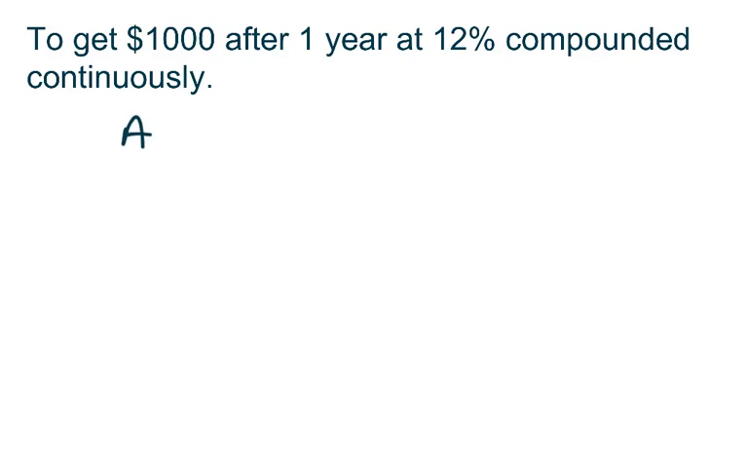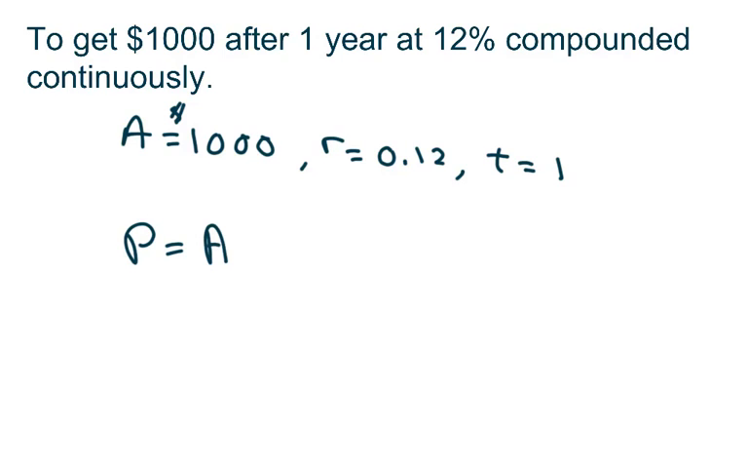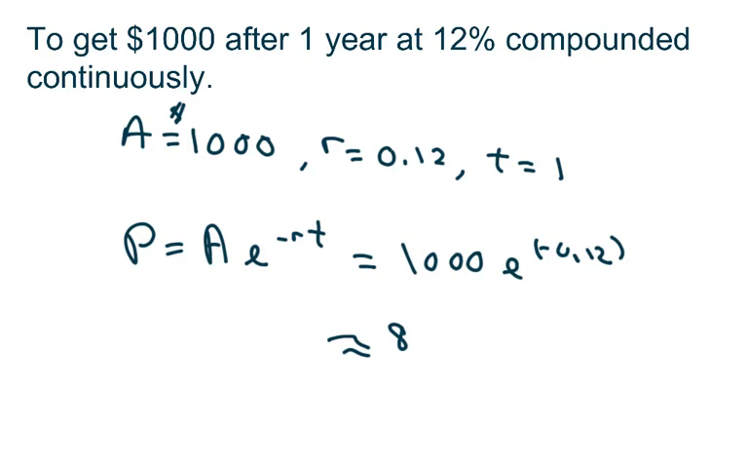And the last one is another continuous one. So we have A equals 1,000, R equals 0.12, and T equals 1 year. So P equals A times e to the negative rt, which equals 1,000 e to the negative 0.12 times 1. So we're going to get approximately 886.92.